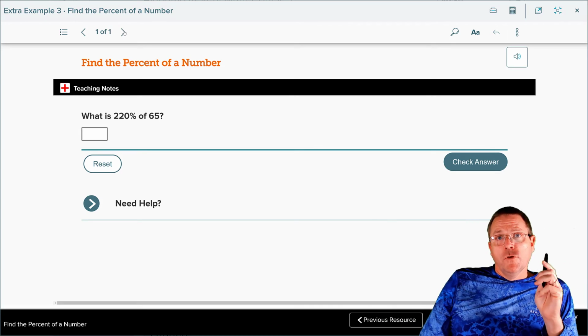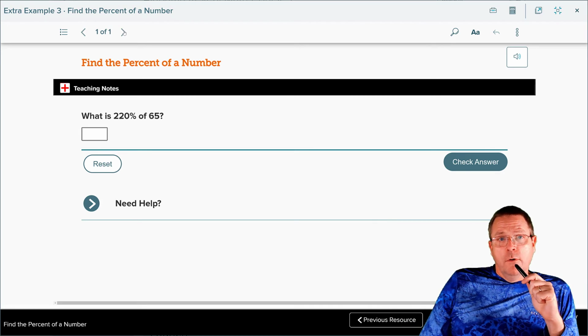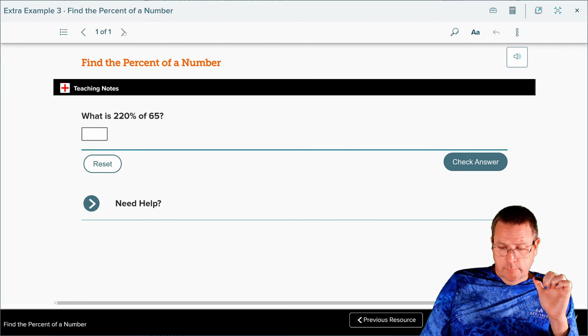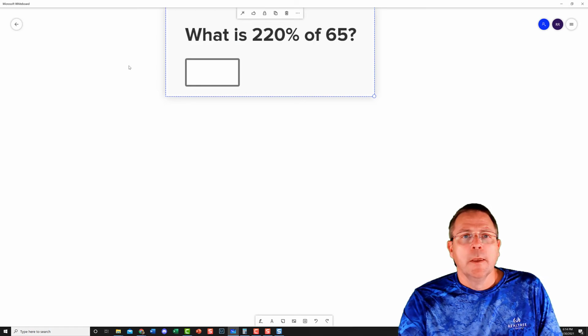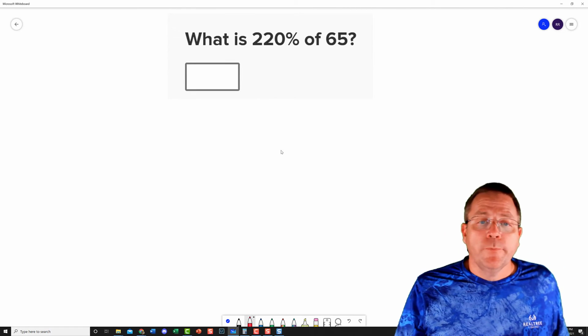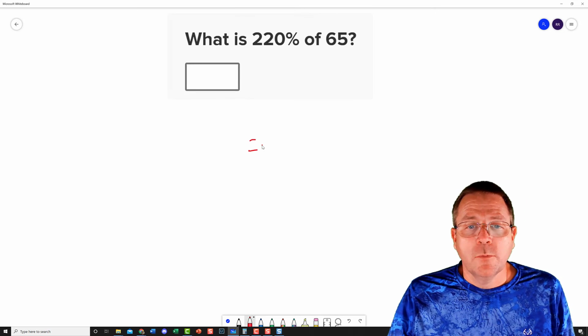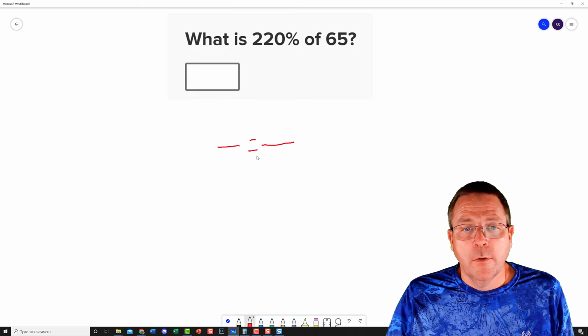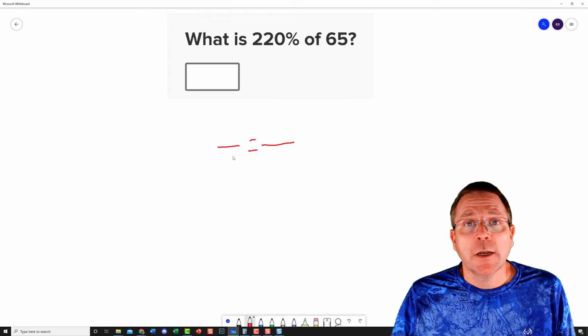Now it is time for you to pause the recording, solve this problem. You can use any of the techniques that you want to use. Did you get it done? Let's look at how I would do it. I'm going to use the algebraic method, the equivalent ratios, because that's just kind of what I like.